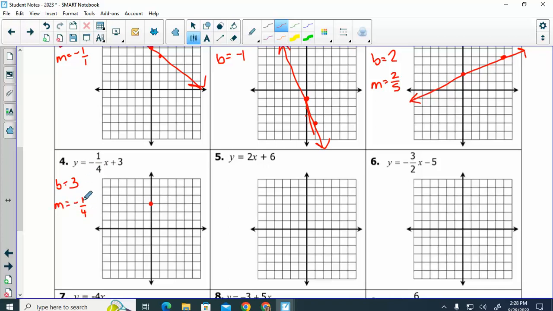So a couple ways you could think of it. You could think of it as a negative 1 and a positive 4, so down 1 and to the right 4. Did anyone think as positive 1 and negative 4? Yep. Up 1 and backwards 4? Either way, you get the same line.